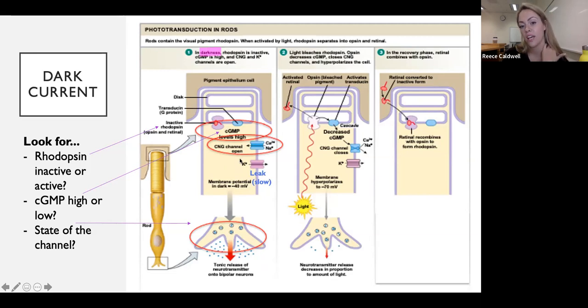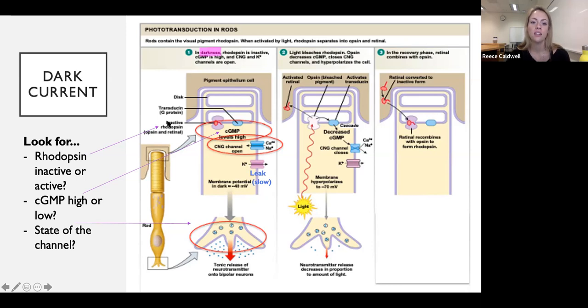When we look at the channels that exist on our rods and cones, we have two. The first is the CNG channel, the cyclic nucleotide gated channel, and then the potassium leak channel. So we have CNG channels, cyclic nucleotide gated channels, and the potassium leak channels.